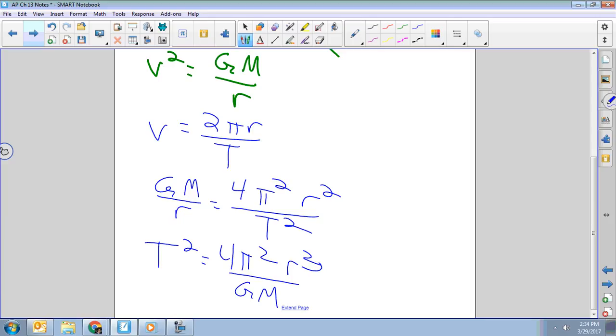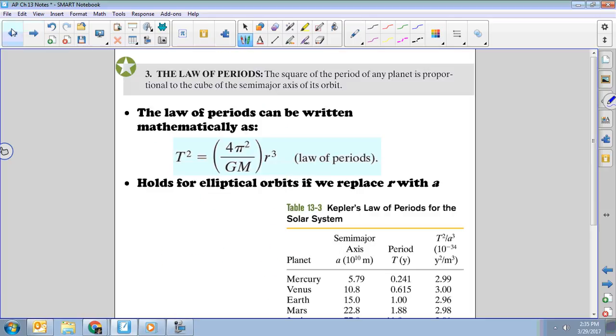Make sense? So I almost never use Kepler's third law. I just remember, really, it's just a combination of this and the universal gravitation law. Cool? All right. Questions about that? All right. Let's see if I glossed over anything.